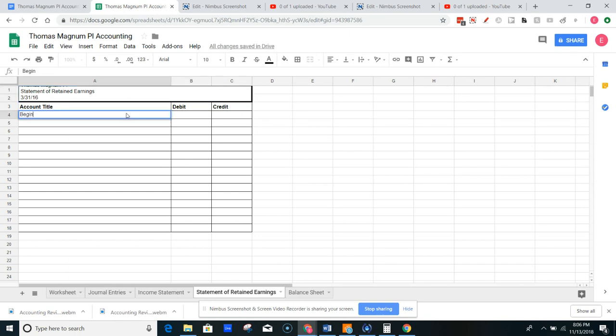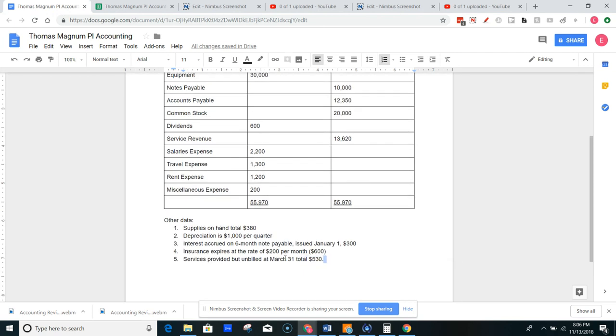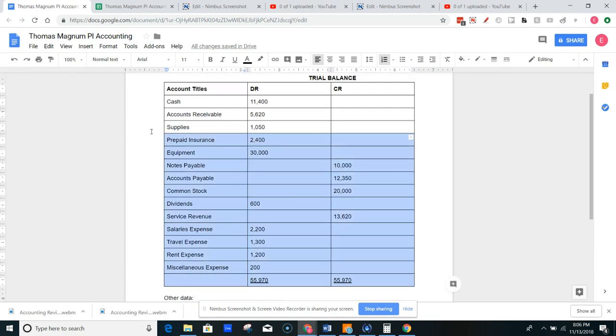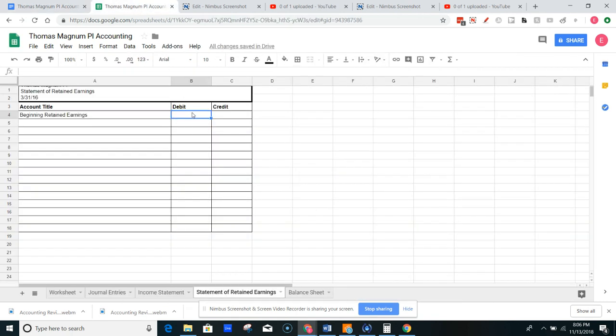Now I just plug those things in. First, I go beginning retained earnings. Our beginning retained earnings, if we come back over here, that information will be right here under other data. You might have that tomorrow. You might have some retained earnings you have to pop in there. But right now, we have nothing. None of these say retained earnings, right? So I come back over here, my beginning retained earnings are 0.